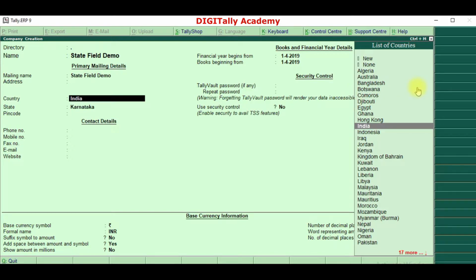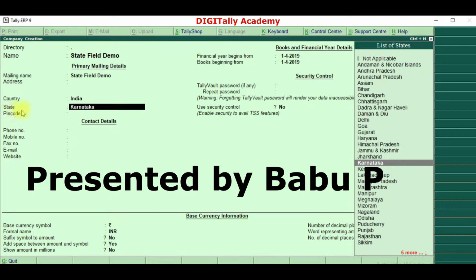Hi, today we will discuss the importance of the state field available in the company creation or alteration screen.